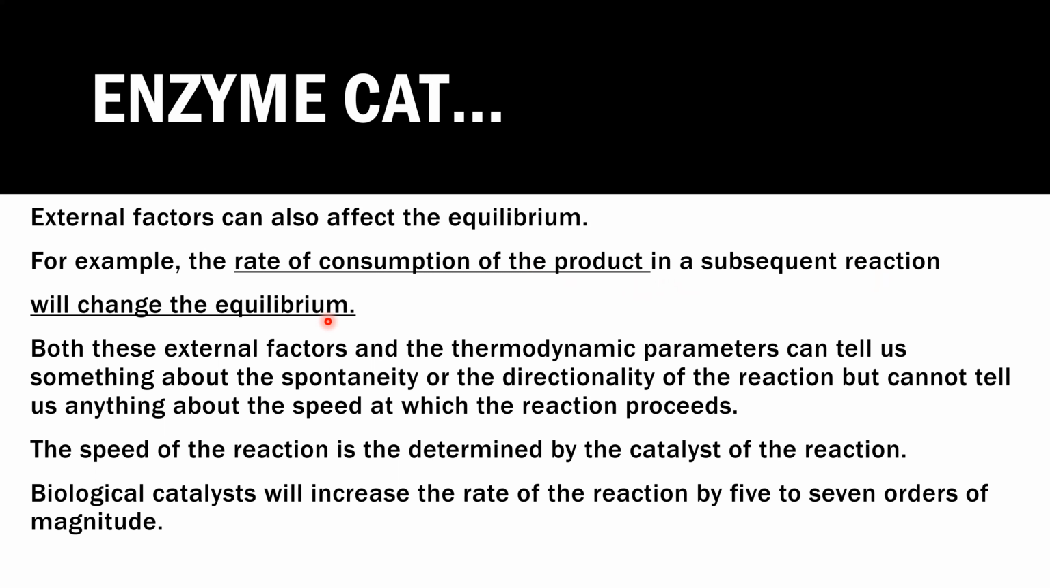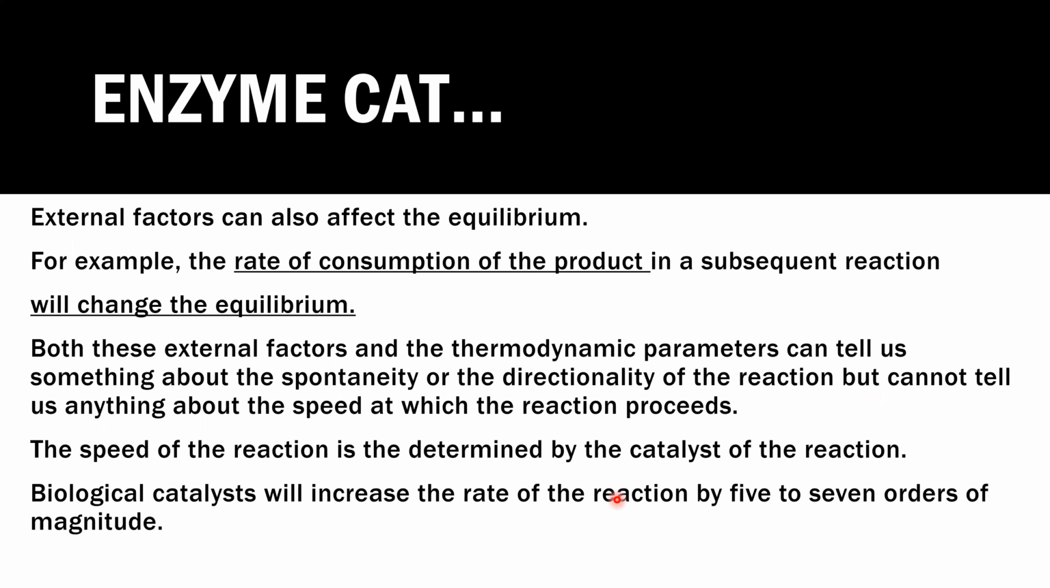So both of these external factors, the change in the equilibrium and the rate of consumption of product, and the thermodynamic parameters can tell us something about the spontaneity or the directionality of the reaction, but cannot tell us anything about the speed at which the reaction proceeds. The speed of the reaction is determined by the catalyst of the reaction. And we will compare an example to see how enzymes or catalysts do affect the speed of the reaction.